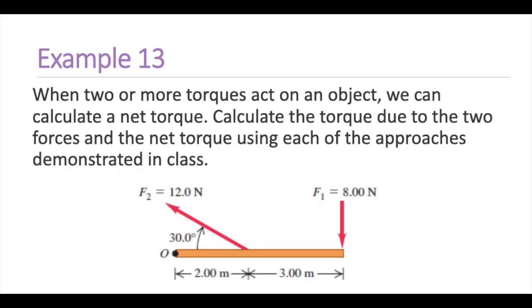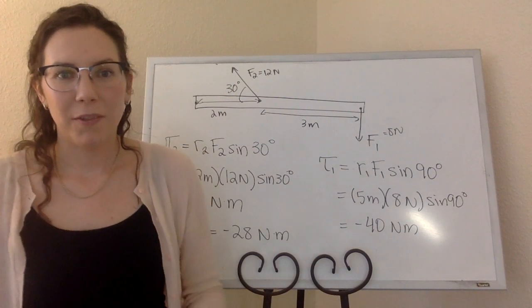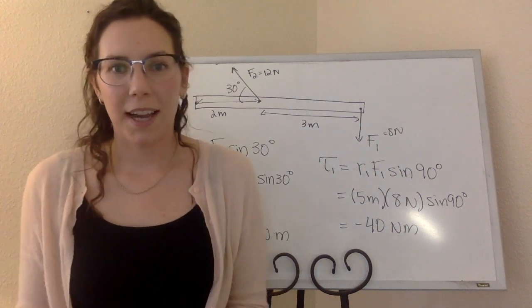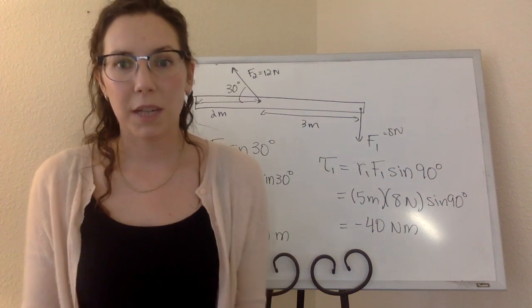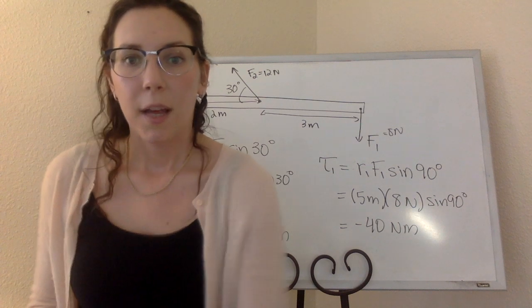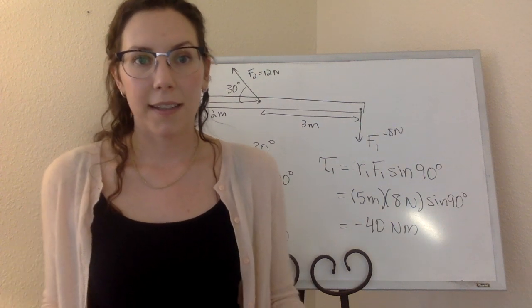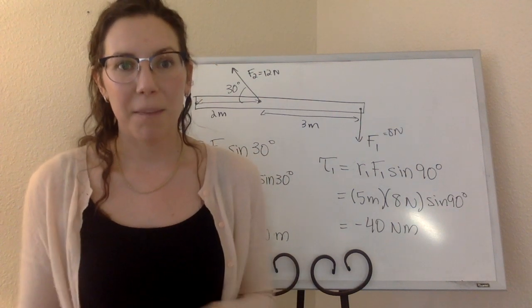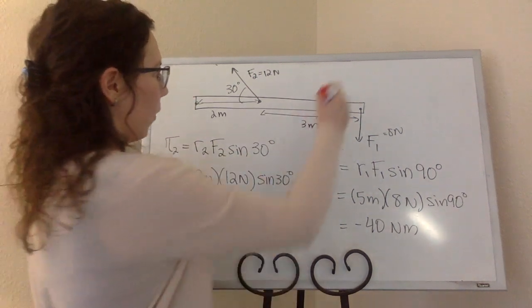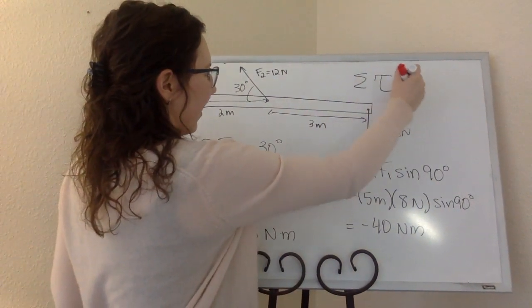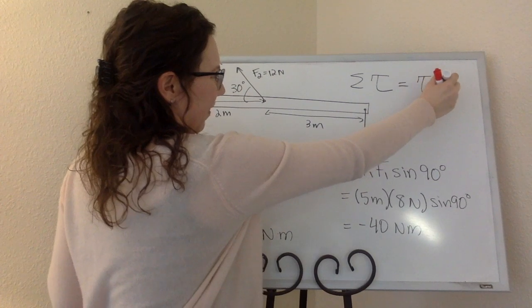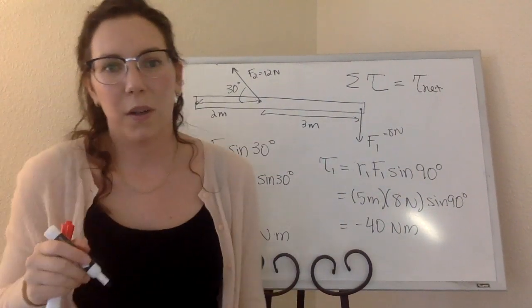When two or more torques act on an object, we can calculate a net torque. Calculate the torque due to the two forces and the net torque using each of the approaches demonstrated in class. Okay, so I've drawn this beam on the board, and let's look at calculating the torque due to each force and the net torque. If we want to calculate the net torque acting on an object, then we're going to add up the torques from each individual force. So our net torque will be the sum of all the individual torques.